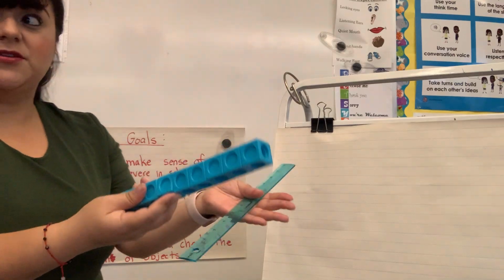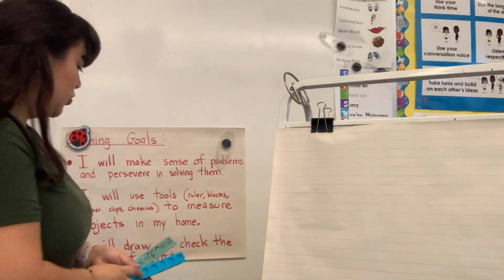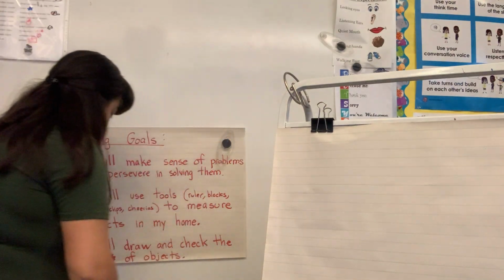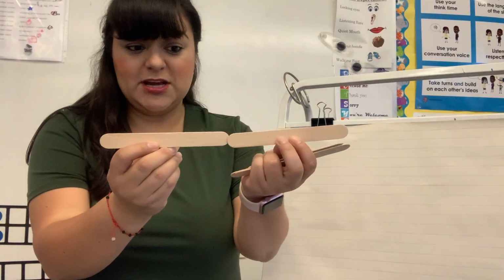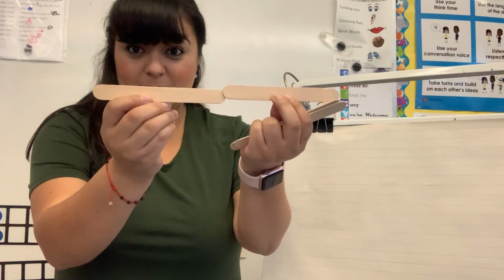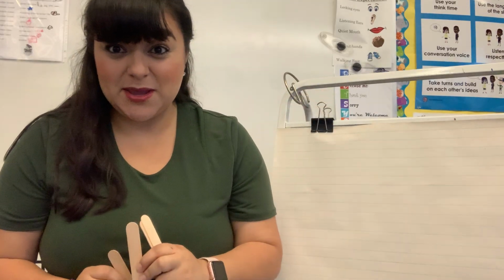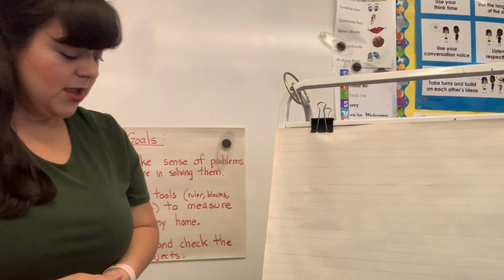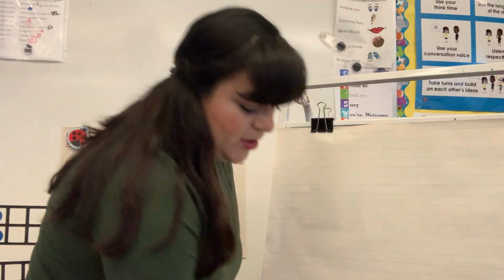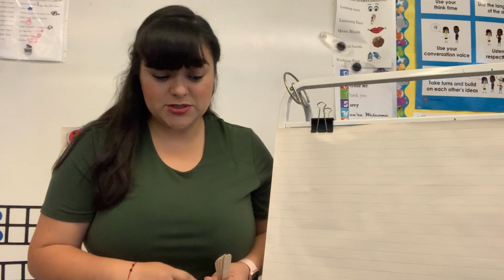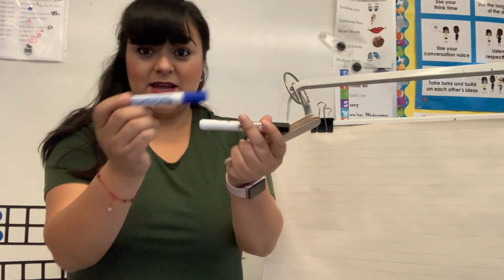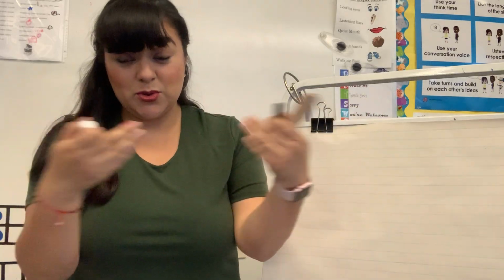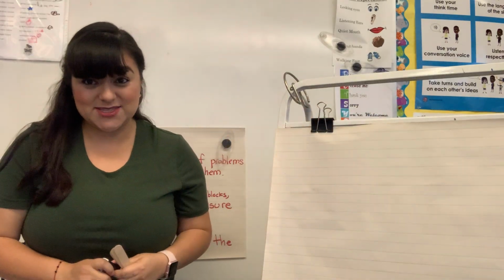Maybe you don't have these tools at home, so you can measure using popsicle sticks. So you can tell me how many popsicle sticks something measures. And if you don't have popsicle sticks, maybe you have crayons or markers, and you can also use those to put side to side to see how long something measures.